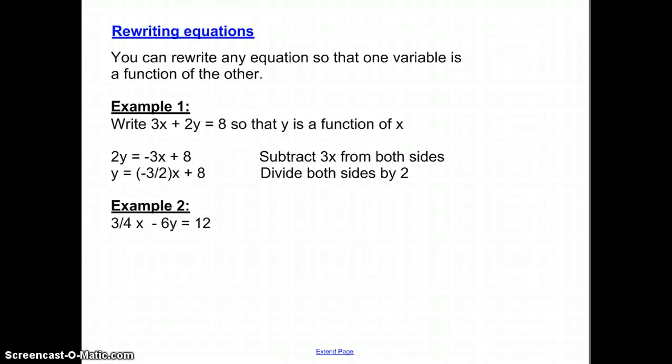Okay? Once you get it in that form, oftentimes they'll give you a value for x, and you'll plug it in and calculate what y is. You should try example 2. I have 3/4 x minus 6y equals 12. Try to write that in function form so that y is a function of x. Remember what that means. Bring y over to the left-hand side and everything over to the right. Pause this recording for a minute and just try to do that on your own.